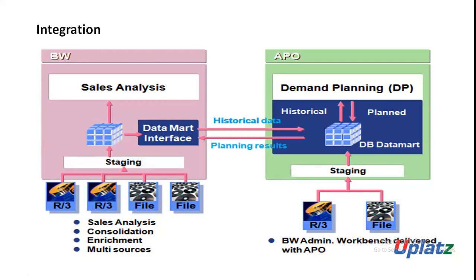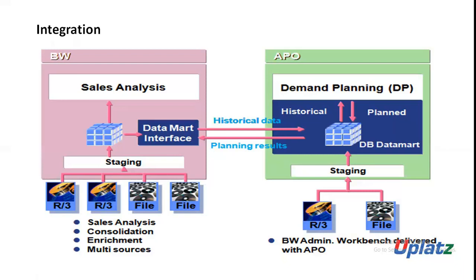Similarly, in APO also we have one inbuilt BW, which has an interface with the R3 system. That means the APO system is connected to R3 with the help of BW. APO gets the sales history data from R3 with the help of BW in terms of info cubes.